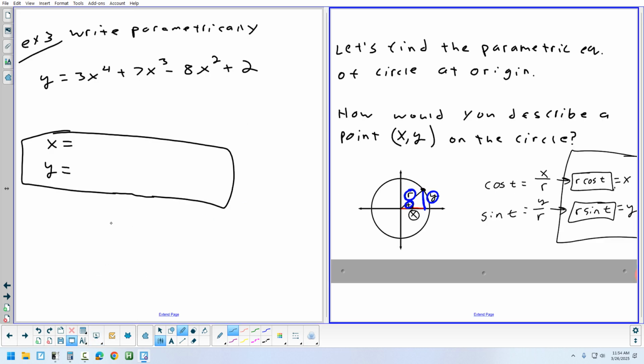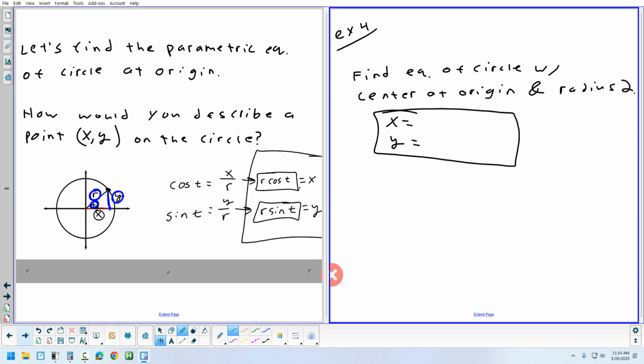Let's keep that up. And I want to find the equation of a circle with a radius of 2. So all I have to do is take the two formulas that I already have and change the radius to what number? 2. 2 cosine t, 2 sine t. That's how you write the equation of a circle parametrically.